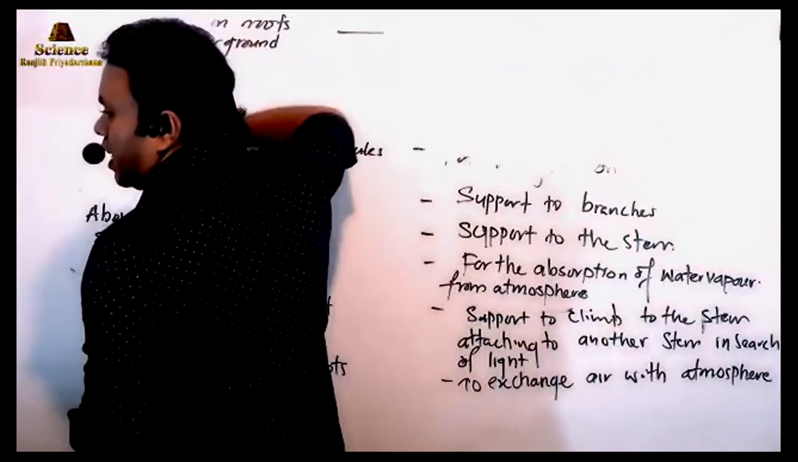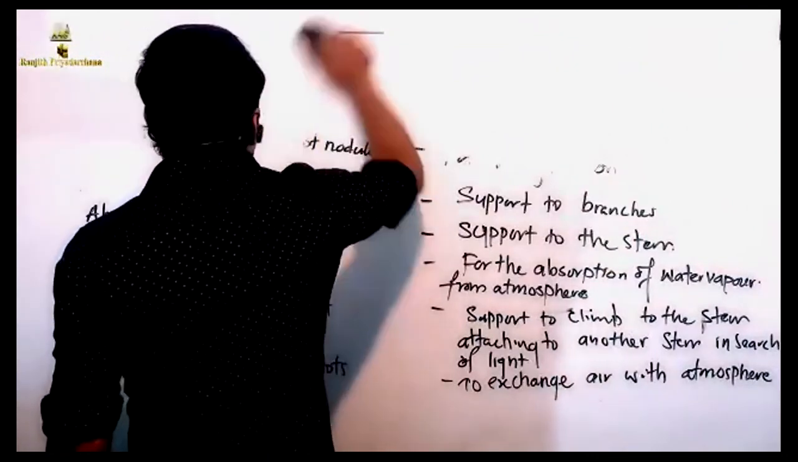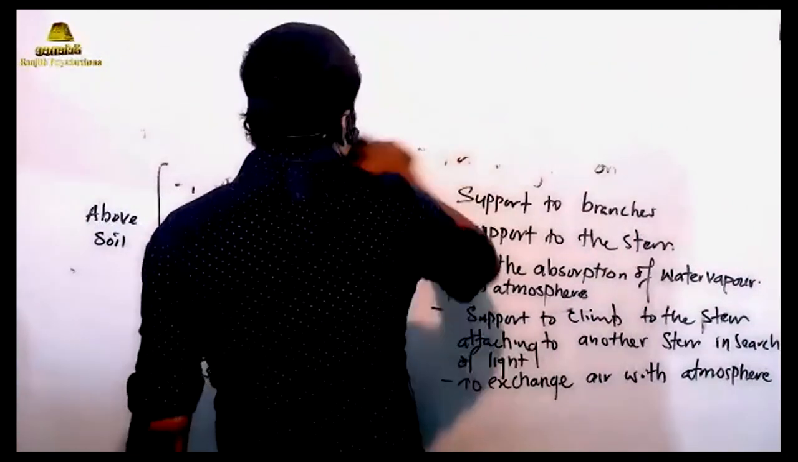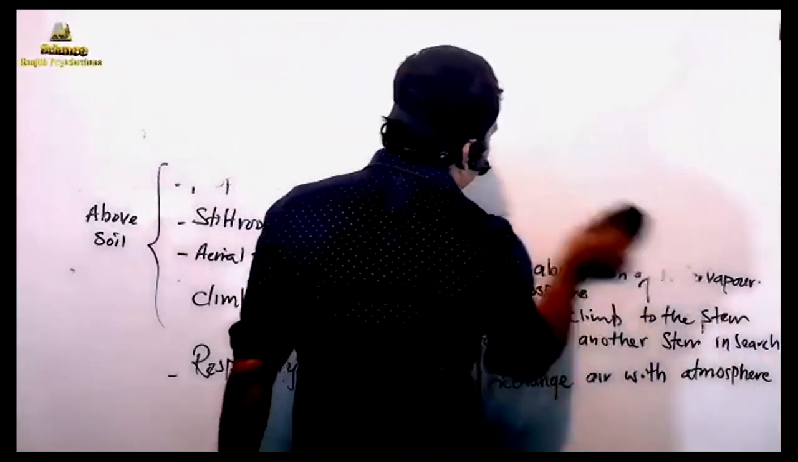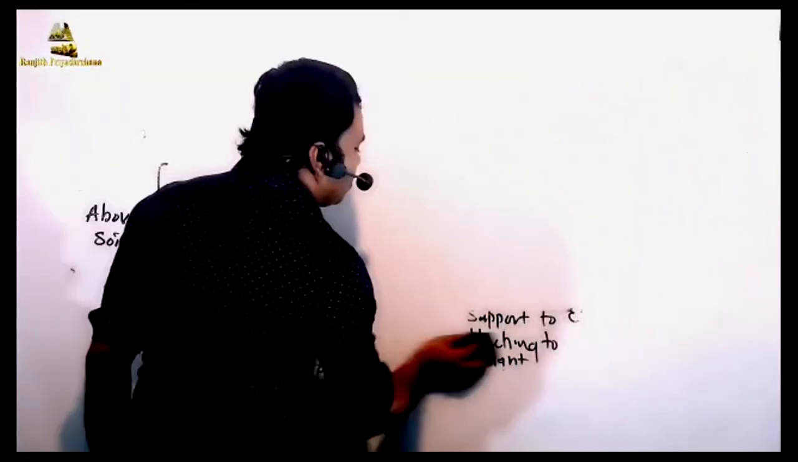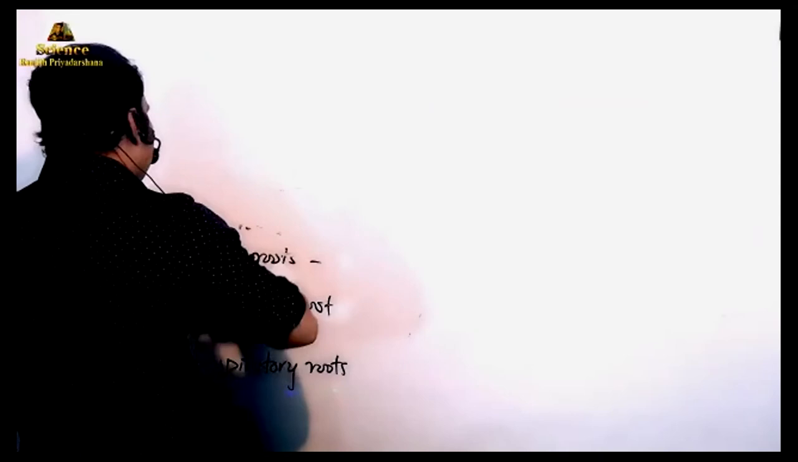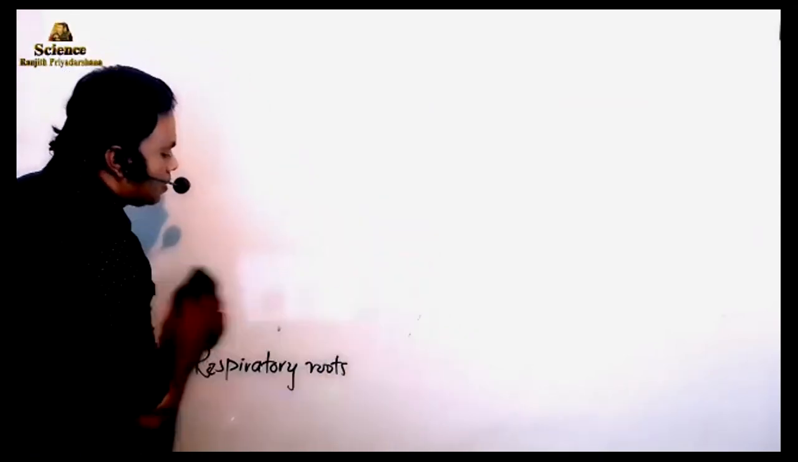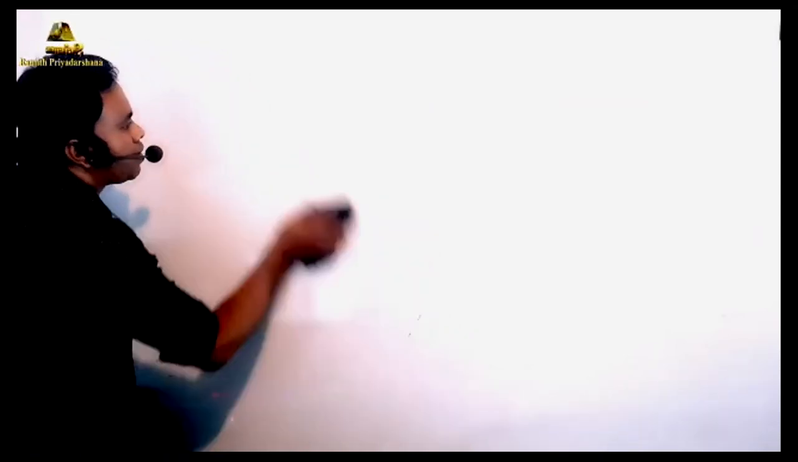We have learned the diversity of roots. Next we are going to learn the diversity of stems. Due to the diversity of stems, plant diversity arises. Okay, take down the subtopic: diversity of the stems of plants.